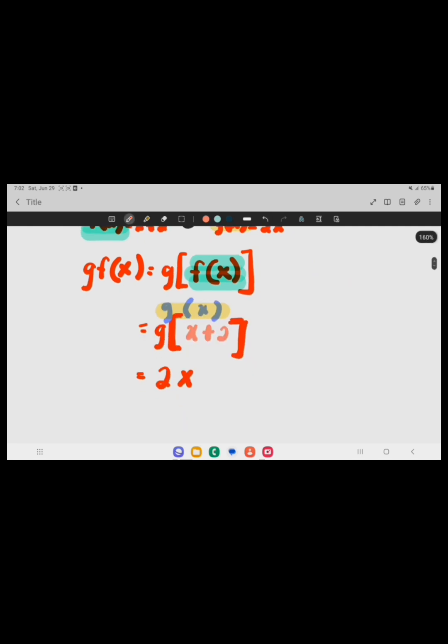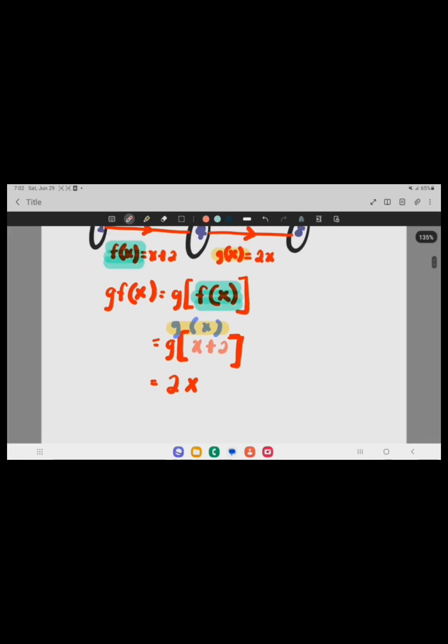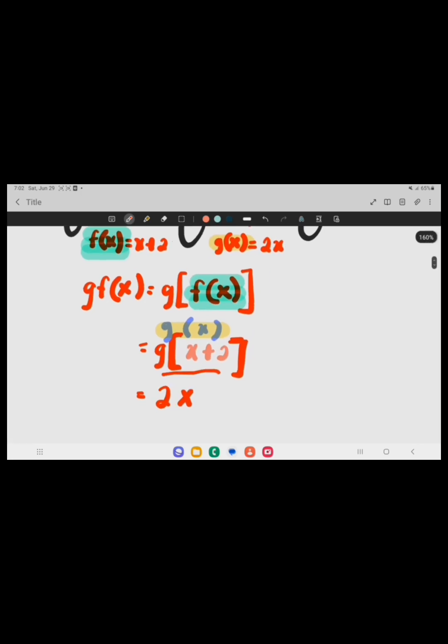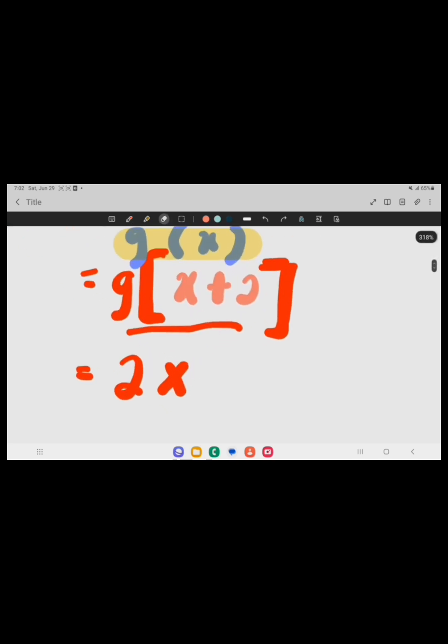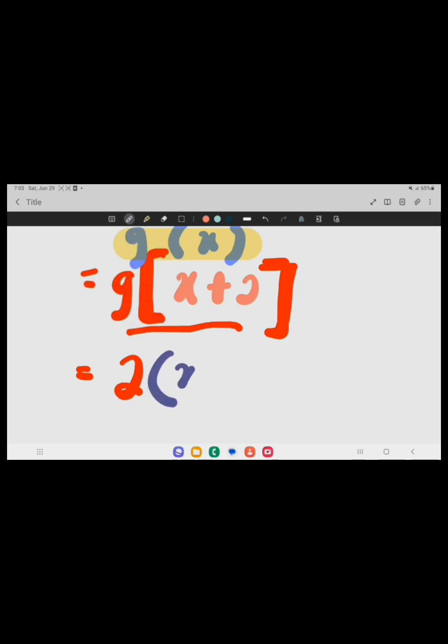Once you have done with that, is this correct? Again, no. Why? Because this 2x is actually your g(x). It is not your g(x + 2). The question wants g(x + 2). So what did they do? They just changed the x into x + 2, right? So that is what you are going to do right now. You just erase this x and then substitute it with x + 2.